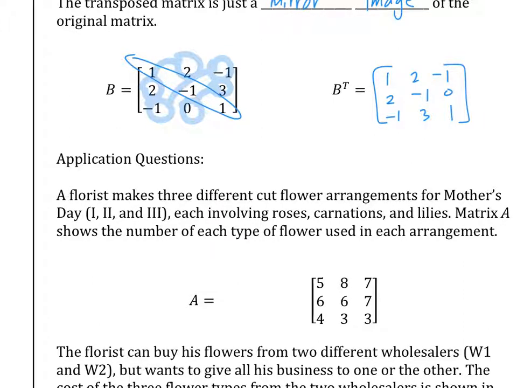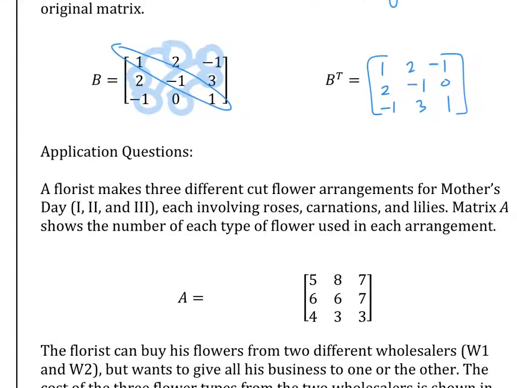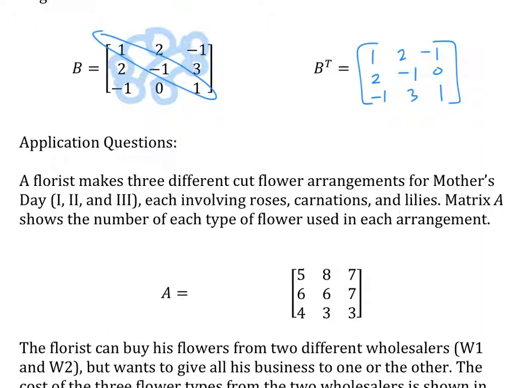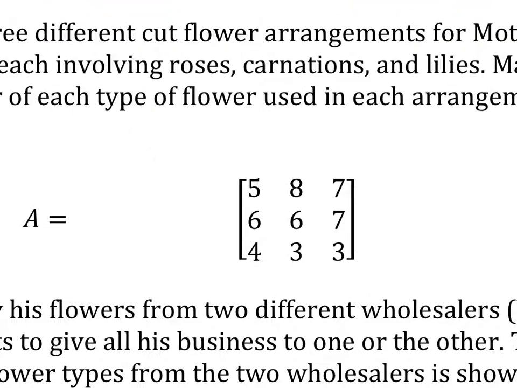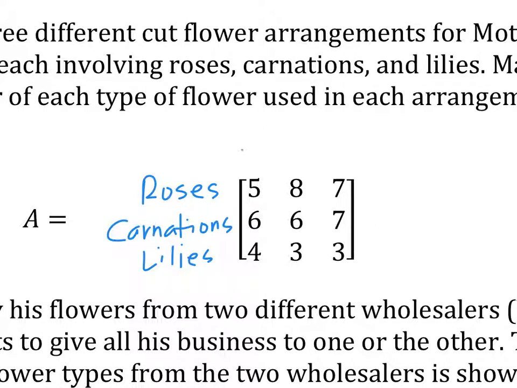Let me find it here. Here we go. All right, a florist makes 3 different cut flower arrangements for Mother's Day, 1, 2, 3, each involving roses, carnations, and lilies. Matrix A shows the number of each type of flower used in each arrangement. I'm going to give you these labels. This is roses. This is carnations. And this is lilies. And this is arrangement 1, arrangement 2, arrangement 3.